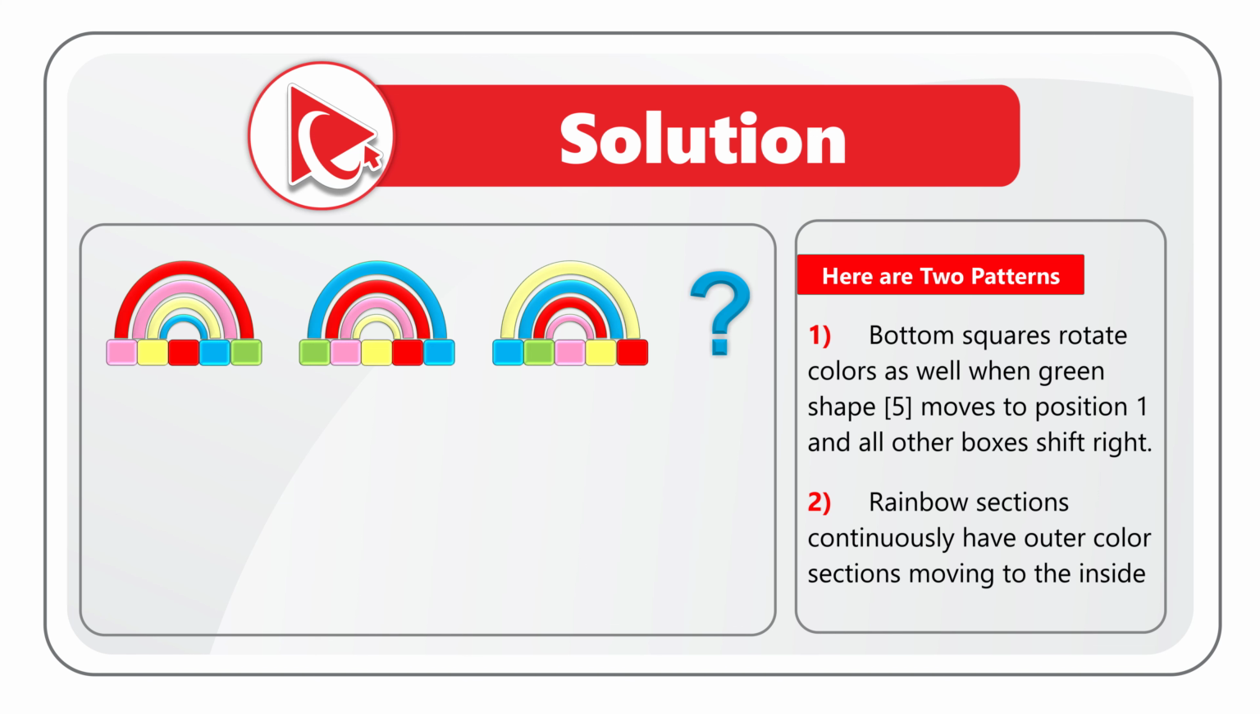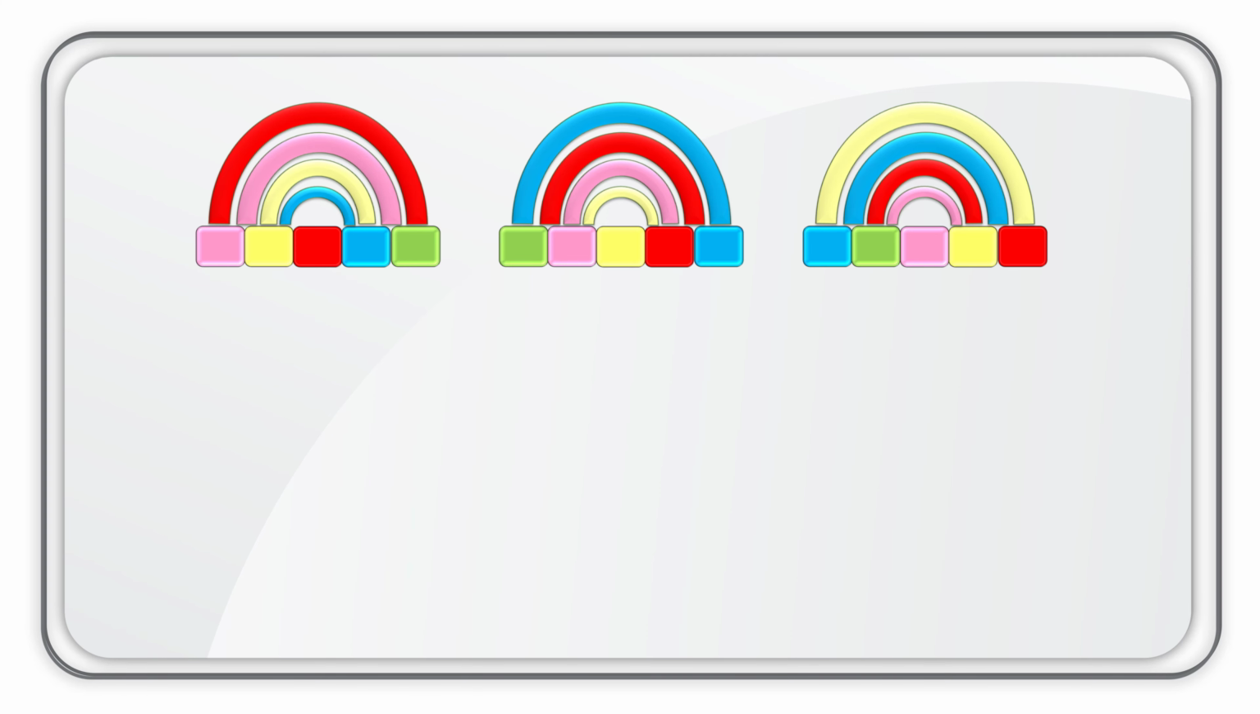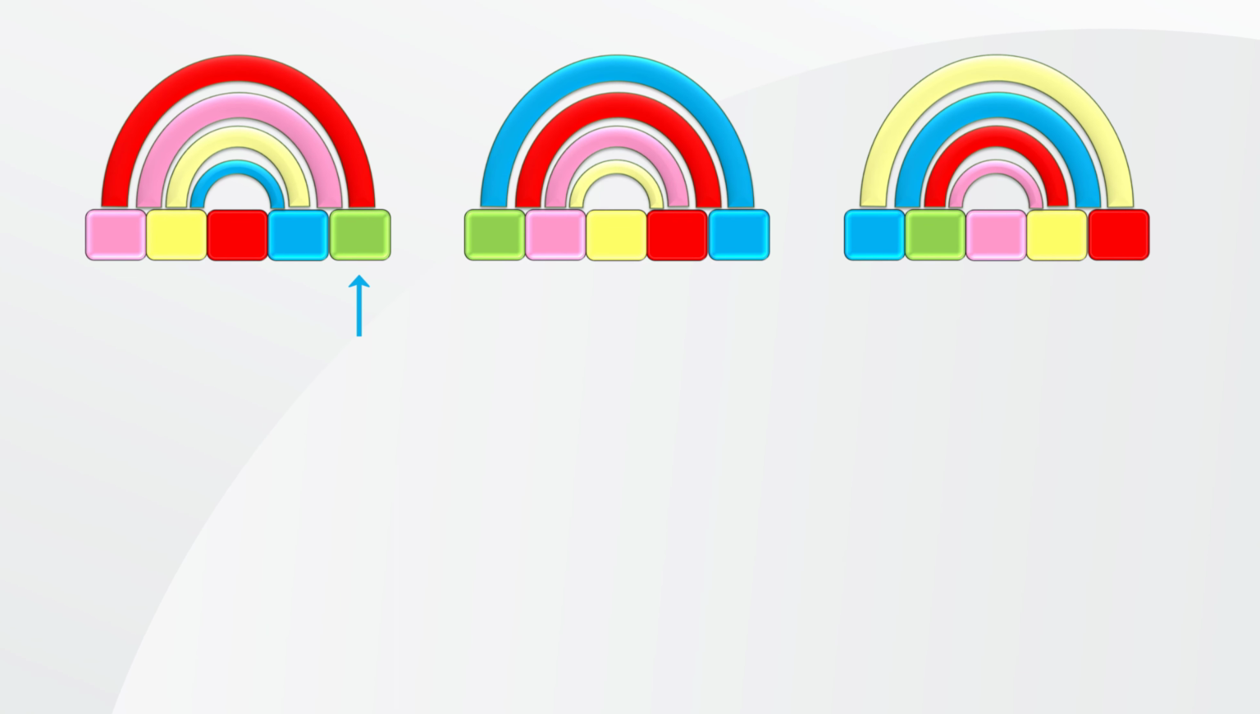To make things easier, let's focus on the bottom pattern first. Let's focus on the squares. If you look closely and focus on the green square, you see that in the sequence 1 shape, the green square is in position number 5.